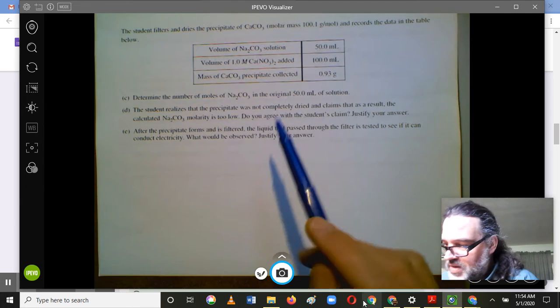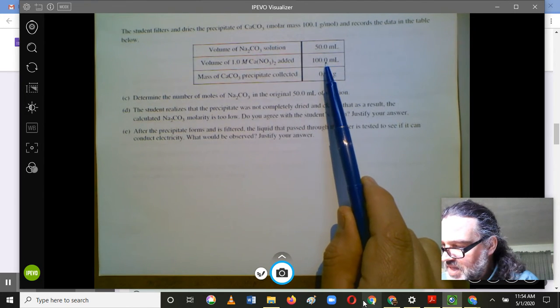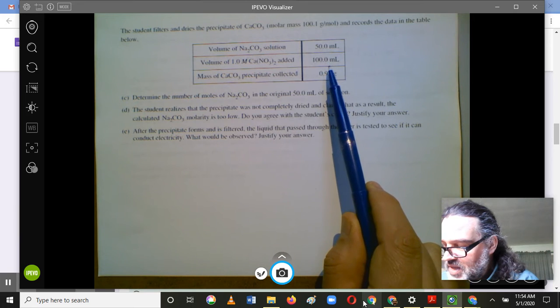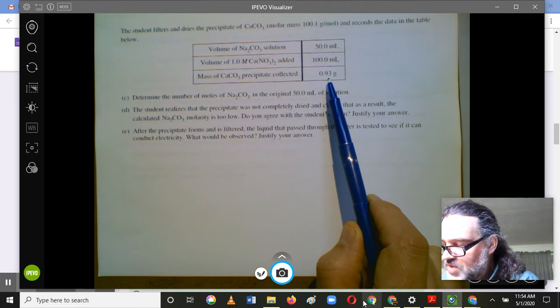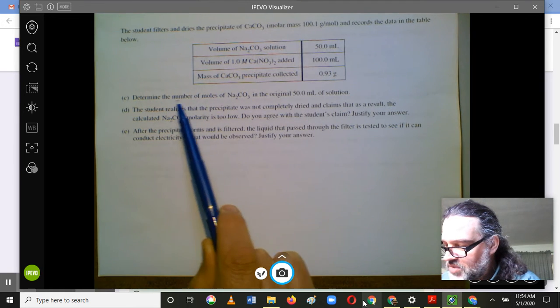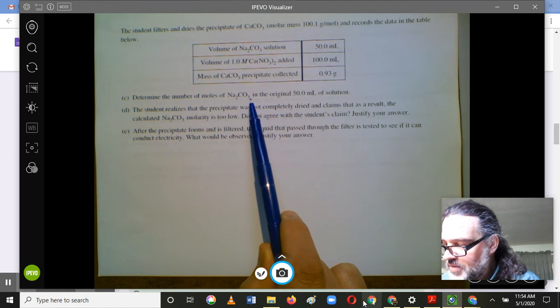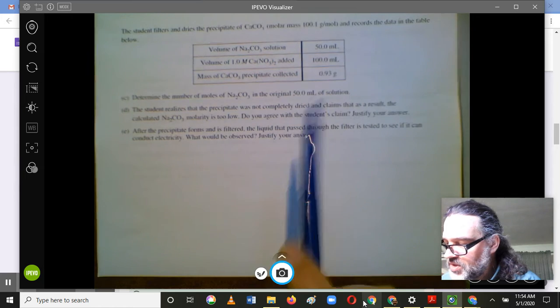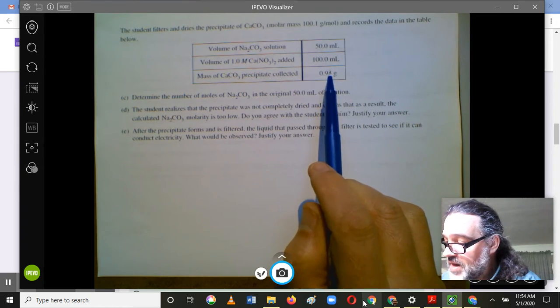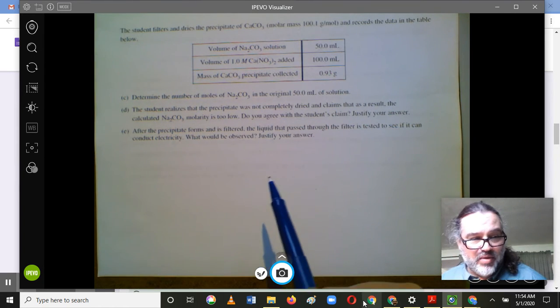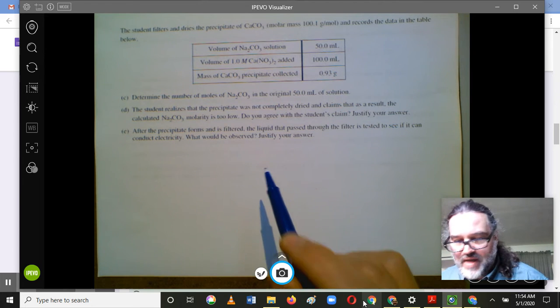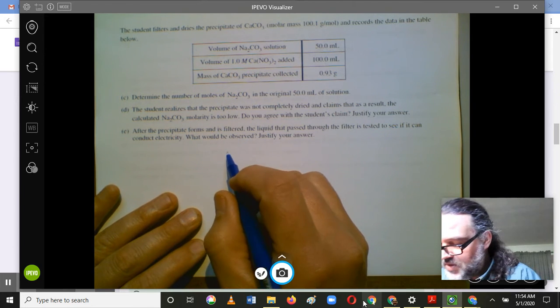Let's look at question C. We know that we added 50 milliliters of this and added 100 milliliters of this. That dry calcium carbonate at the end weighed 0.93 grams. Determine the number of moles of sodium carbonate in the original 50 milliliter solution. Let's figure that out from this. Remember the chemical equation, and if you have to, you'd write it down.